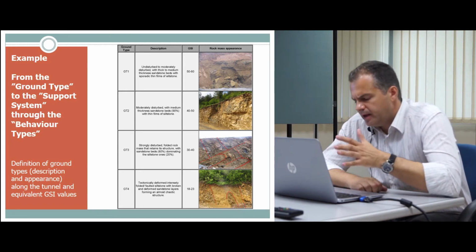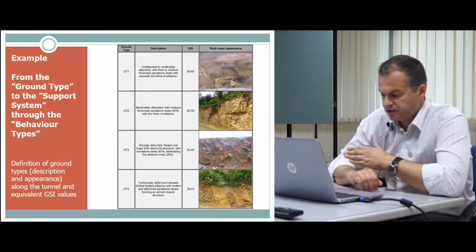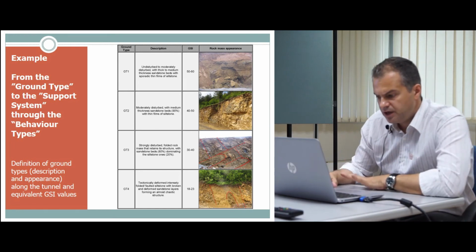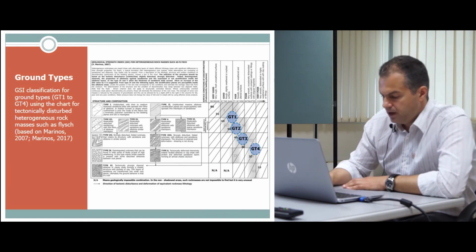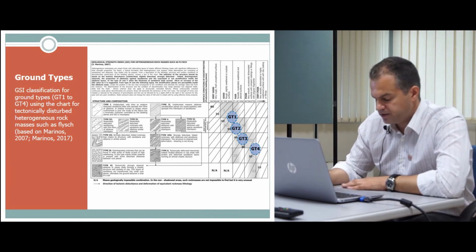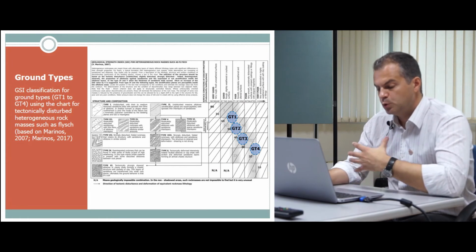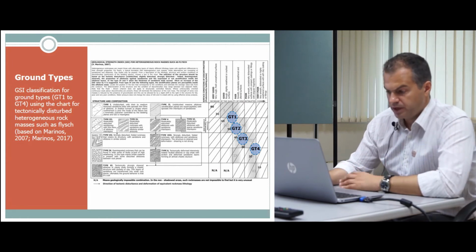Always we have some values of GSI next to them, but here we just need to define these ground types. If we want to use any other system to classify or describe the rock mass, we can do that.